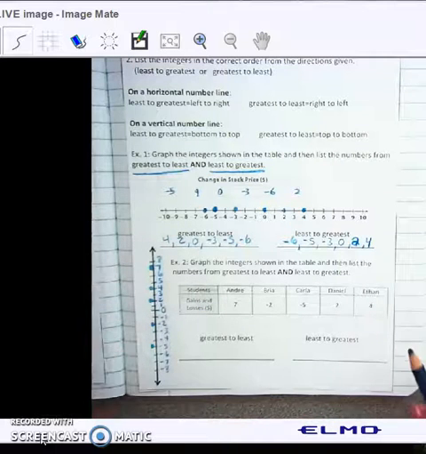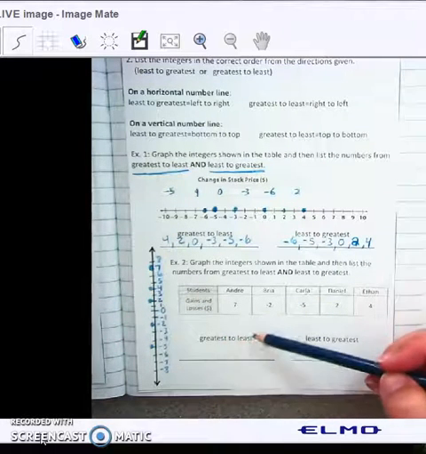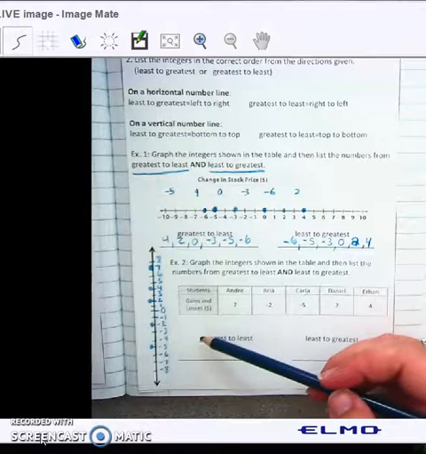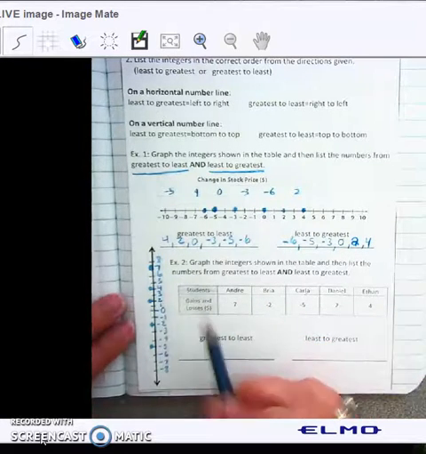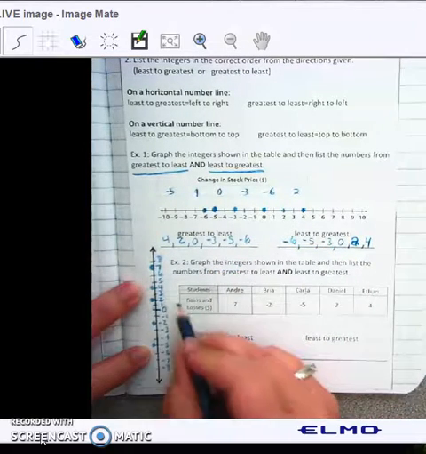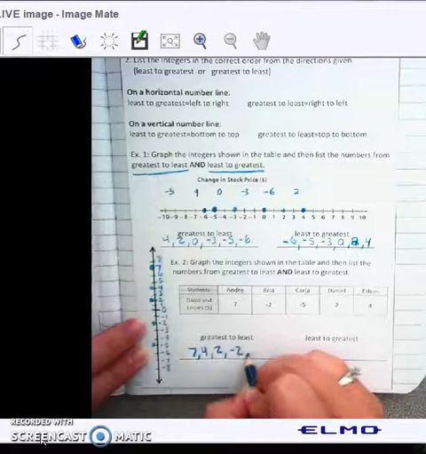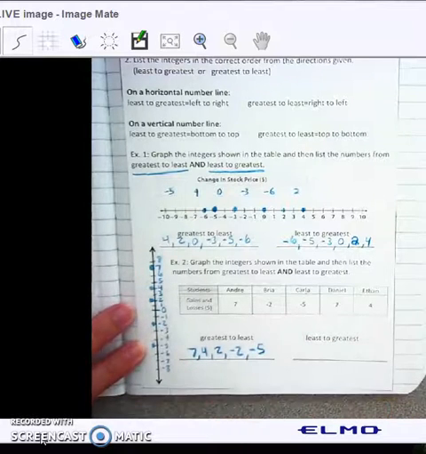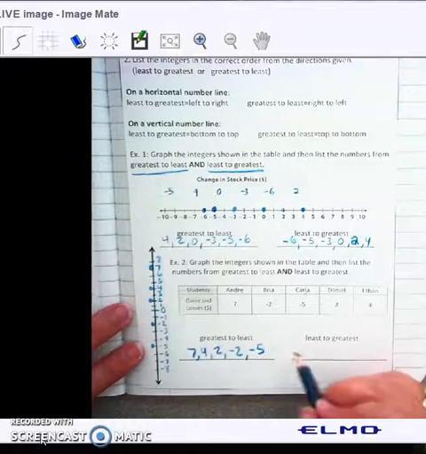All right, so now the directions are asking us to order them from greatest to least. So greatest on a vertical number line means from top to bottom. So from the greatest, we're going to go all the way to the top, which starts with 7. So we got 7, 4, 2, -2, and -5. So 7 is our greatest, -5 is our least.